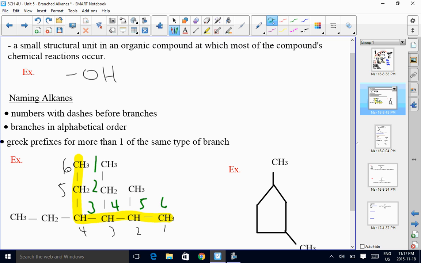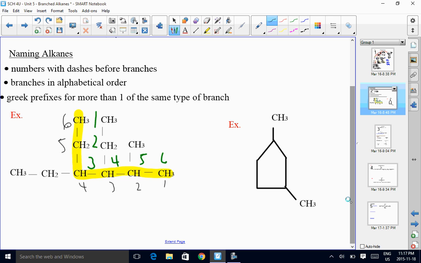Okay, so let's name it now. If you look at the branches, I have a methyl and I have two ethyl groups. Okay, so two carbons is ethane, but because it's a branch, I'm going to change the ending to YL. Okay, so when it's a branch, branches are called alkyl groups. Notice the ending, YL. So instead of saying ethane, I'm going to say ethyl. And you do it in alphabetical order.